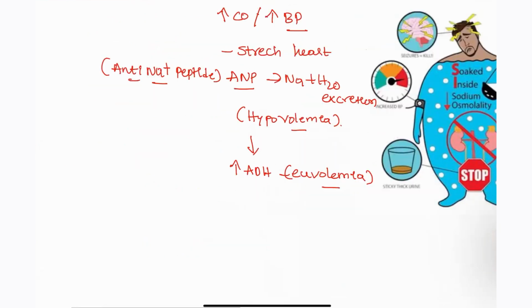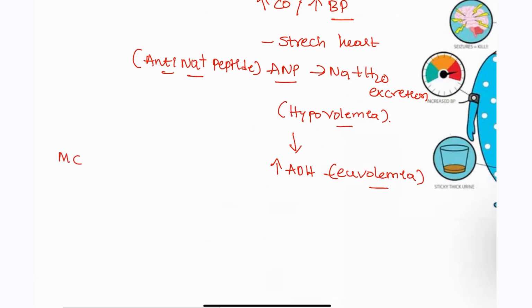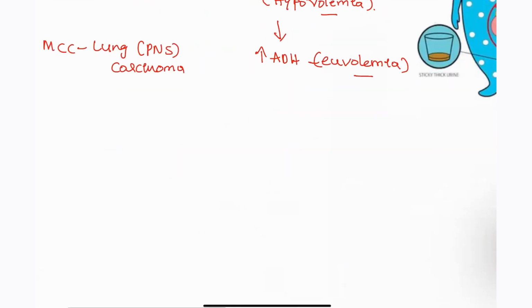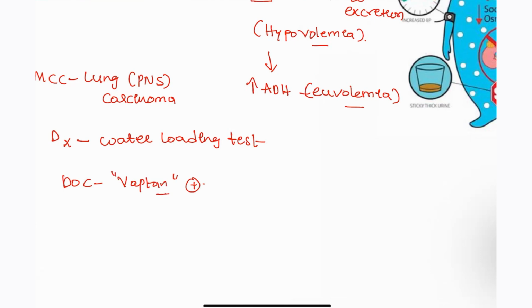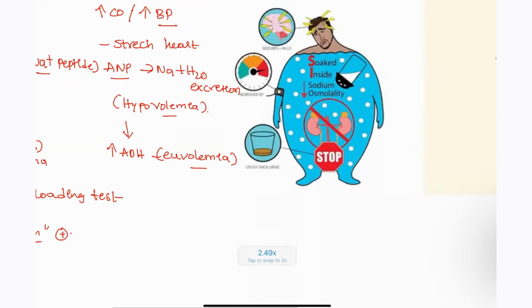Next, in this patient, the most common cause for this condition is lung cancer. That is why it is a paraneoplastic syndrome, or a carcinoma is associated with this condition. Next, what is the diagnostic test that we can perform? Water loading test. Okay, the water loading test is going to be positive in this patient. What is the drug of choice? Whichever drug ends with vaptans is going to be given for this patient. These vaptans are going to block the ADH. That is the drug of choice we can give for this patient.